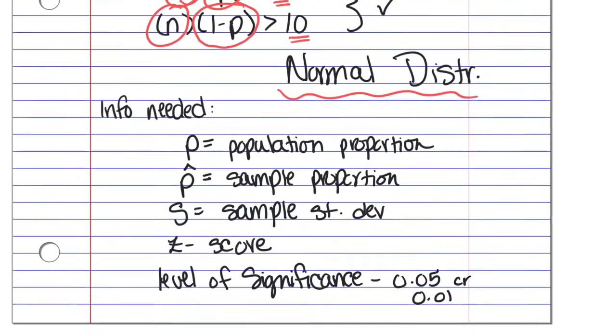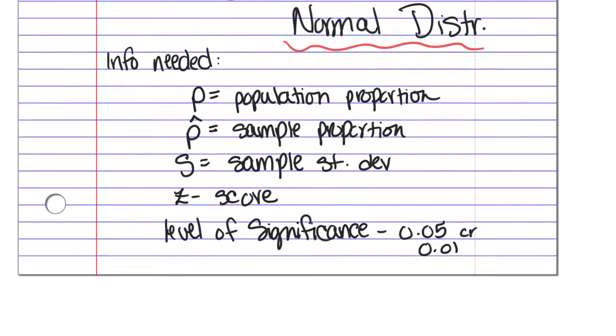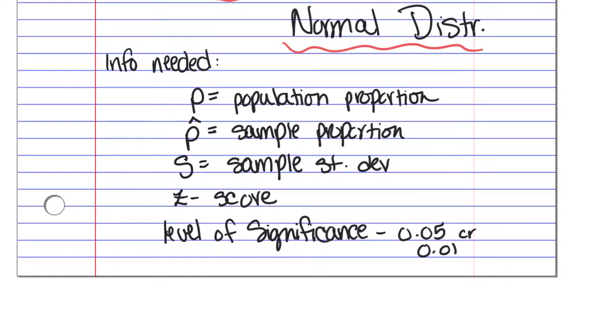In order to do hypothesis testing, you need 5 pieces of information. You need a population proportion, which is provided to you in your scenario. You also have to have a sample proportion, which is provided for you in your scenario. It's usually given to you as X out of X, so you have to turn it into a decimal. You also have to have your sample standard deviation, which you are going to calculate yourself.